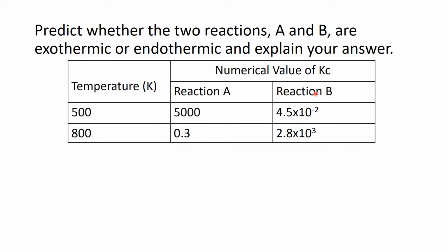For reaction B, though, the opposite thing occurs. For reaction B at 500 Kelvin, the value of Kc is 4.5 times 10 to the minus 2. But when you increase the temperature, that value goes up to 2.8 times 10 to the 3. So I'd like you to use this information to predict whether the two reactions A and B are exothermic or endothermic, but also with an explanation. Why have you come to that particular answer? Pause the video now, guys, and let's see if you can work out the correct answers.